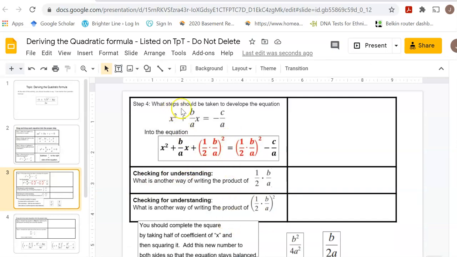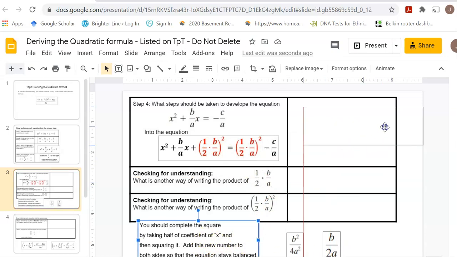Like it says, what steps should be taken to develop the equation here into the equation here? And they should be thinking, well, it's got the x squared, it's got the b over a x, it's got the negative c over a in black. And the only thing new is this red stuff. And they're thinking, well, that says 1 over 2 times b over a to the second. Oh, somebody should say, oh yeah, they're completing the square, right? Remember completing the square, where they had to come up with that third term to make a perfect trinomial. So they figure out, okay, which one of these is that? They should drag and drop this.